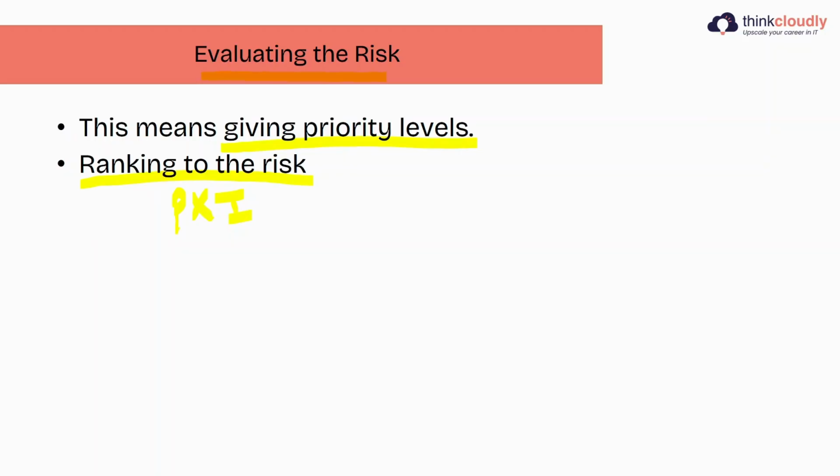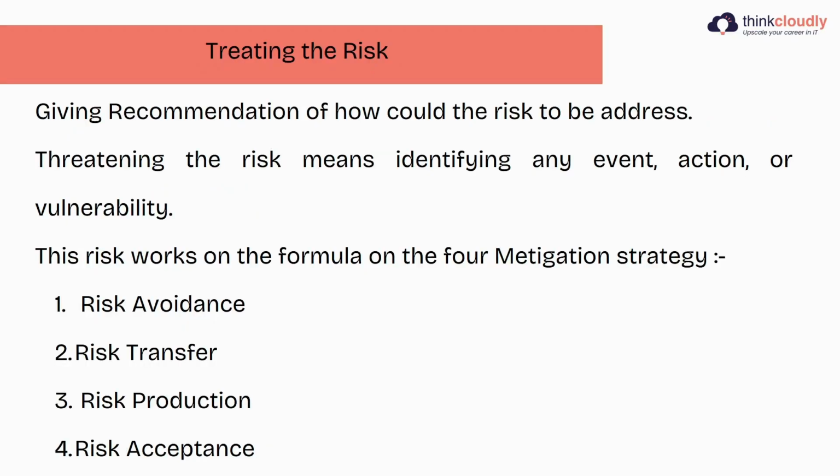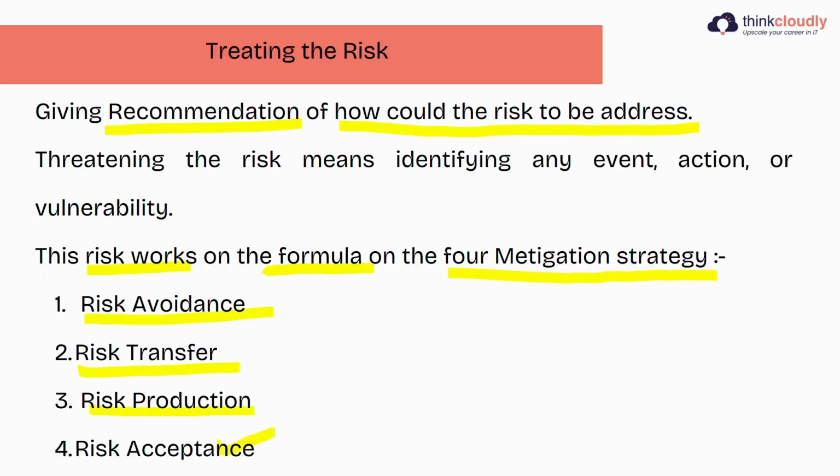So when I'm calculating this, of course some kind of value comes up, and on that basis the risk is rated. Next is treating the risk. In treating the risk, we give recommendations on how they can resolve those risks, or how those risks could be addressed. Treating the risk works on 4 mitigation strategies: risk avoidance, risk transfer, risk reduction, and risk acceptance. Basis that, we work on resolving those risks. How it is done, I'm going to explain today.